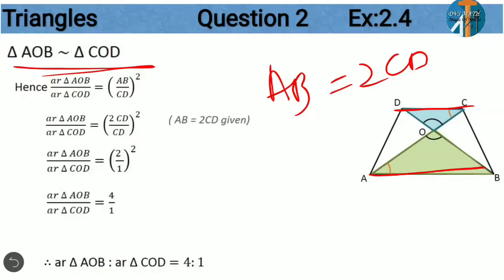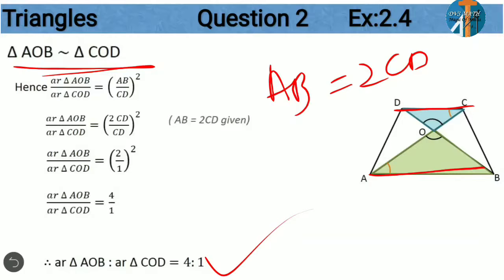As AB is equal to 2 times CD, substitute 2CD by CD. CD cancels. 2 by 1 whole square. 2 square is 4, 1 square is 1. So what will be the ratio? 4 is to 1, which is very simple.